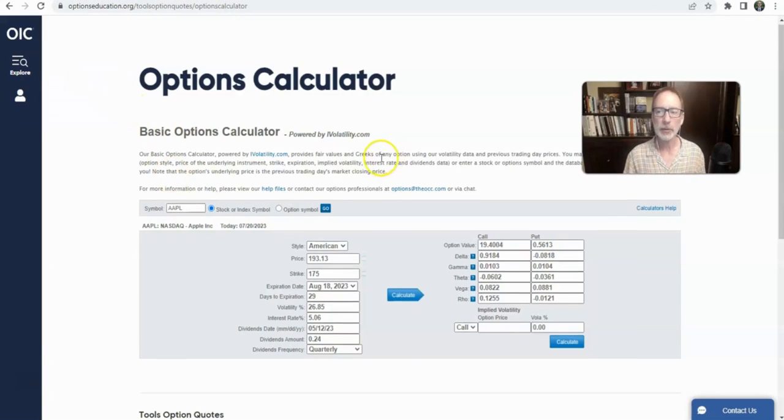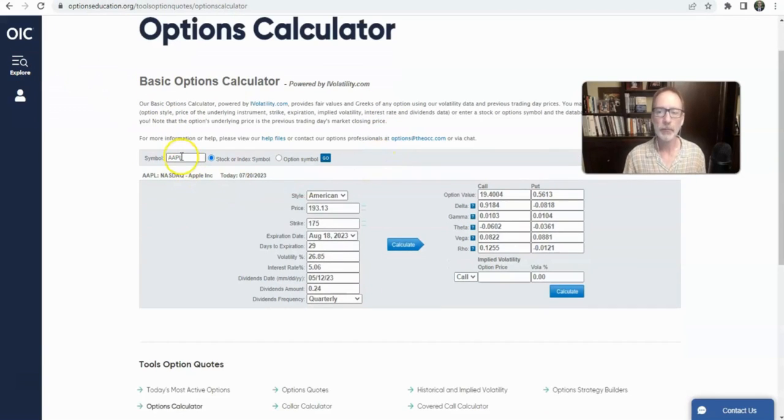So what I did here was I put in Apple. You just type in the symbol and you hit go, and it's going to pre-fill some numbers over here, which are the inputs. And over here, it's going to give you the values for the call and put options. So what we're going to do here is change some numbers. We're going to keep the Apple price at $193.13. And we're going to start with the out of the money call.